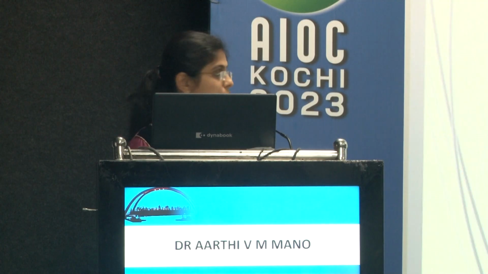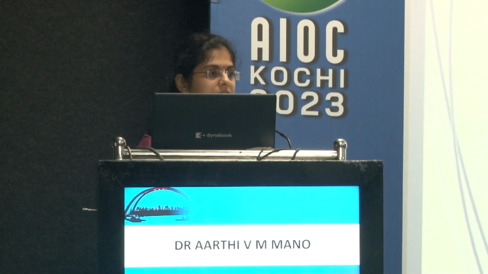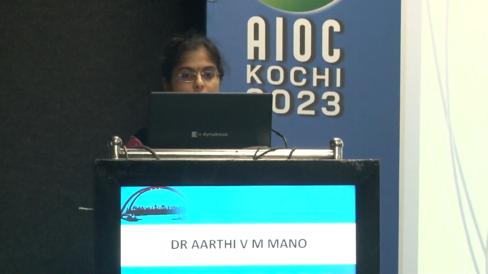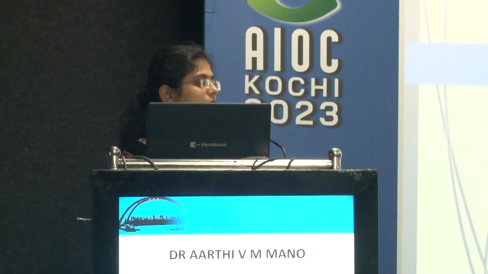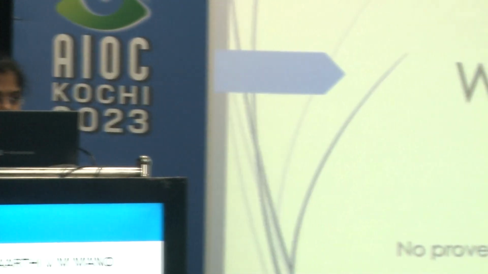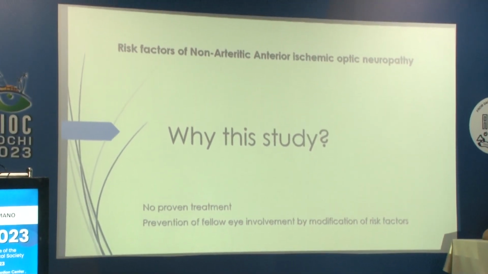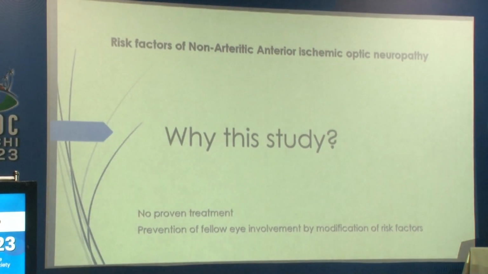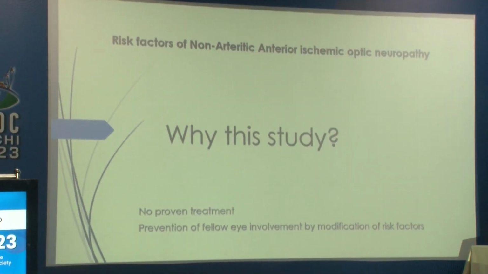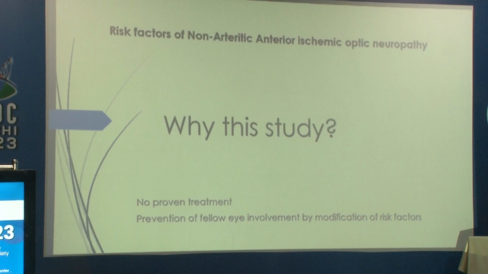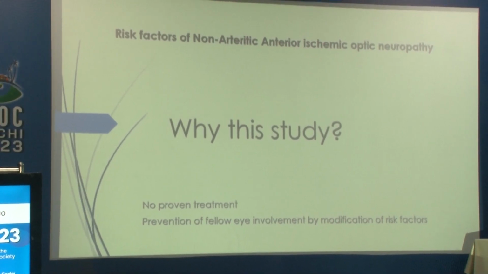Good morning. So my topic is non-arteritic anterior ischemic optic neuropathy, the assessment of its risk factors. First I would like to tell you why we did this study, because there is no proven treatment and no elaborate pathophysiology that is established. There is also a recurrence in the fellow eye and in the same eye. So the only chance the patient gets to prevent the recurrence is the modification of the identifiable risk factors.